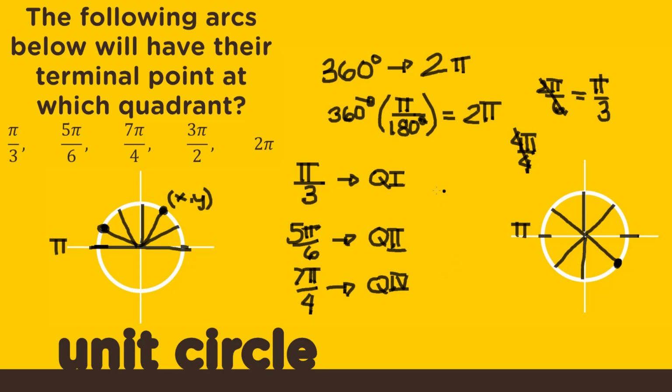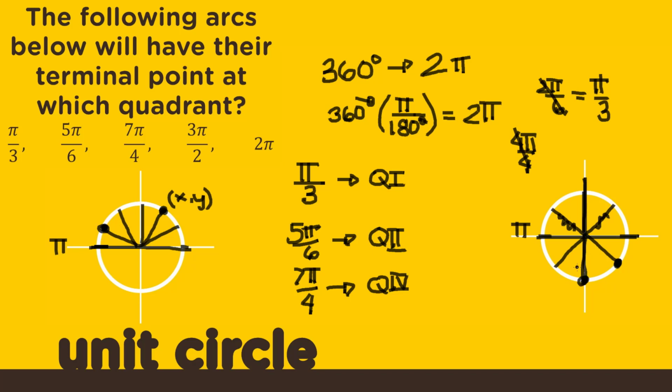Let's proceed to our next, 3 pi halves. Let's just simply use this one here. So pi halves. Our pi will be divided into 2. That's our first pi halves, second pi halves, or simplify, pi. Our third pi halves is here. This is also pi halves. This is our 3 pi over 2.